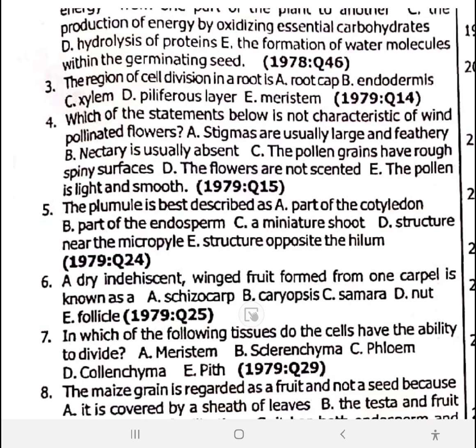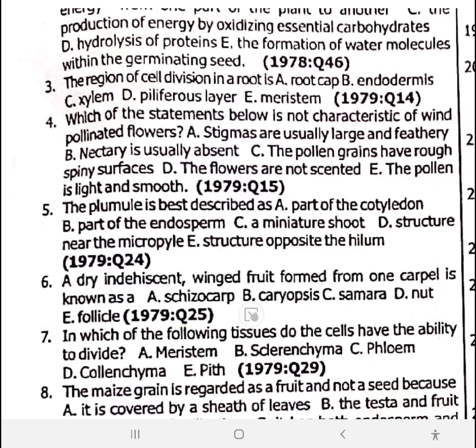Give a space and write. Dry dehiscent fruit. Dehiscent is spelled D-E-H-I-S-C-E-N-T. Dry dehiscent fruit. Number 1, follicle. Follicle is spelled F-O-L-L-I-C-L-E. Number 2, capsule. Number 3, siliqua, S-I-L-I-Q-U-A. Number 4, schizocarp. Number 5, legume. So you have legume, follicle, capsule, siliqua, and schizocarp. These are dry dehiscent fruit.